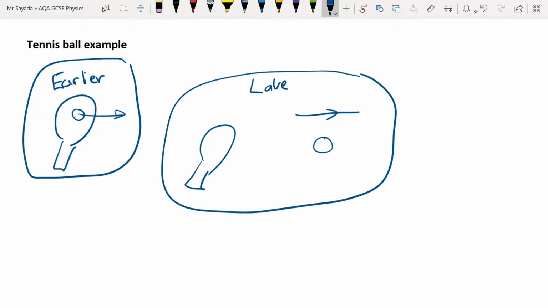So there is no longer any forward force acting on the ball. I'm going to draw that force. That force is not there anymore because the ball is no longer in contact with the tennis racket. So actually at this point, the only forces acting on the tennis ball are weight downwards and drag forces in the opposite direction to its motion. So that would be air resistance. Those are the only forces acting on the ball now.